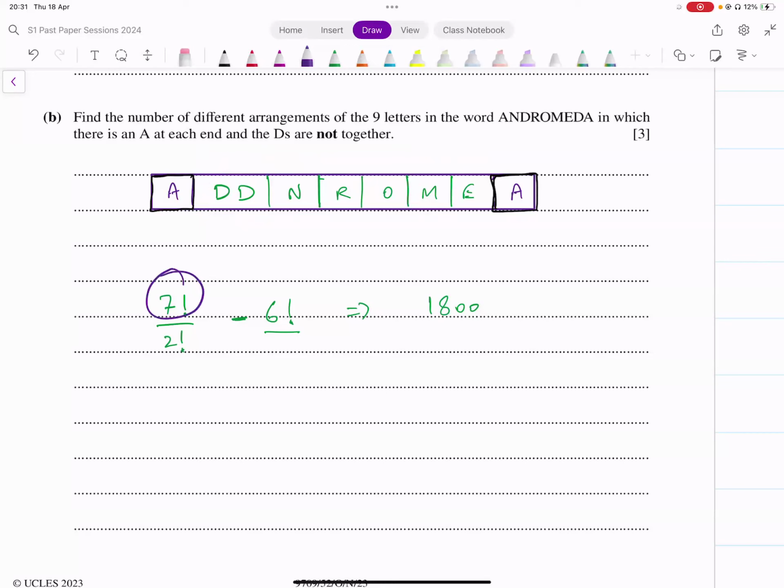Here we were doing 7 factorial. We were dealing with the 2 D's separately. So that's why we had to divide by 2 factorial there. But here, this is one single box. All right, so we don't have to do anything for that.